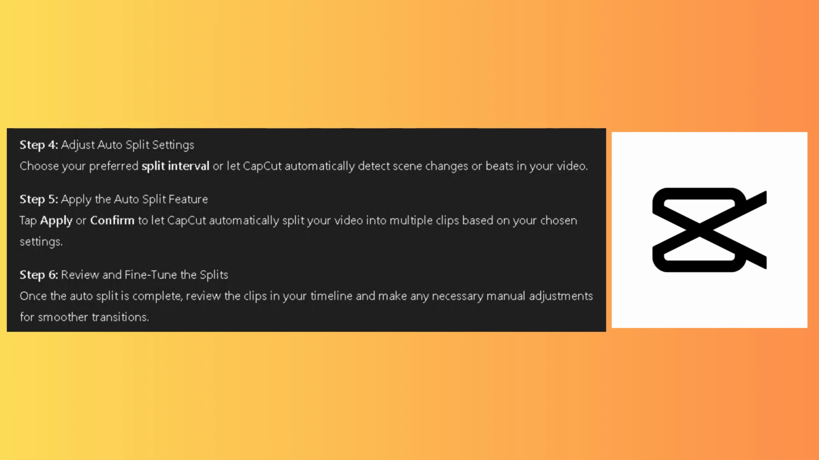Apply the auto-split feature. Tap Apply or Confirm and let CapCut automatically split your video into multiple clips based on your chosen settings. Review and fine-tune the splits. Once the auto-split is complete, review the clips in the timeline and make any necessary manual adjustments with smoother transitions. Now you know how to auto-split in CapCut.